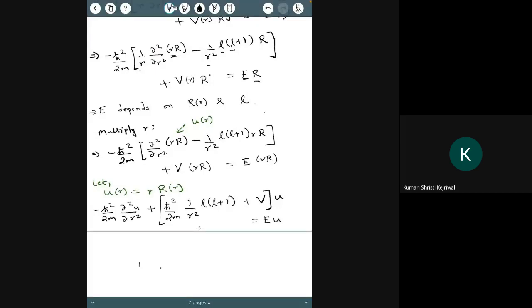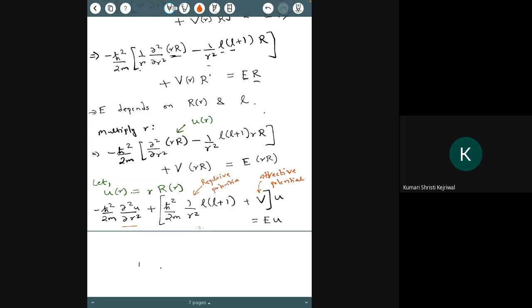Okay, so I've replaced R R with U, and I've opened the brackets. Now I have a differential equation where there is a second derivative in the first term, and two potentials multiplied with U. Out of the two potentials, like I mentioned, V is an attractive potential. It is the nuclear attraction for the electron. And this one is a positive quantity. And this is a repulsive potential.